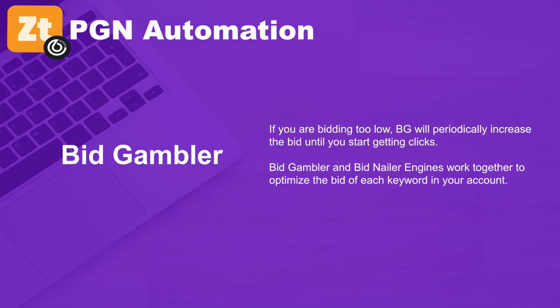And lastly, we have the Bid Gambler. If you are bidding too low, BG will periodically increase the bid until you start getting clicks. Bid Gambler and Bid Nailer engines work together to optimize the bid of each keyword in your account.